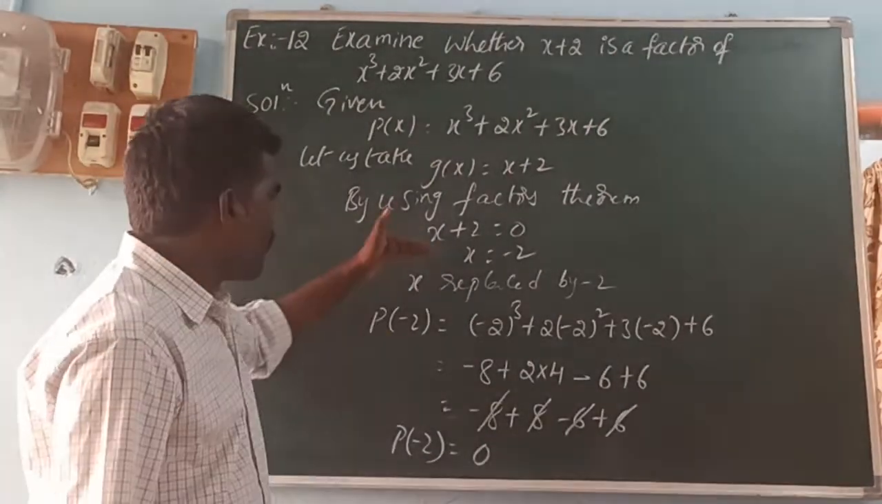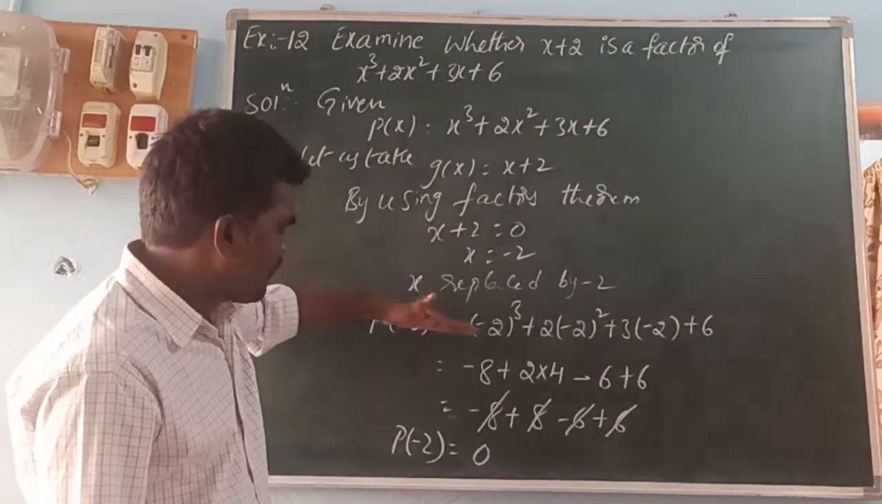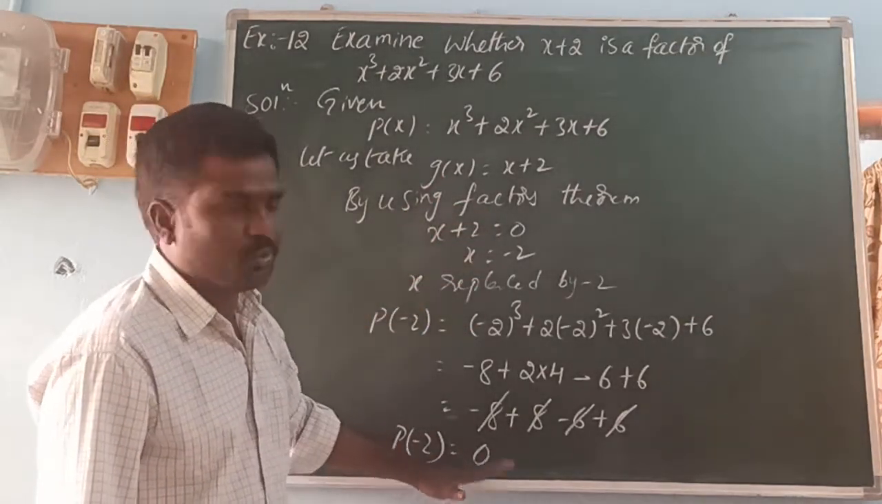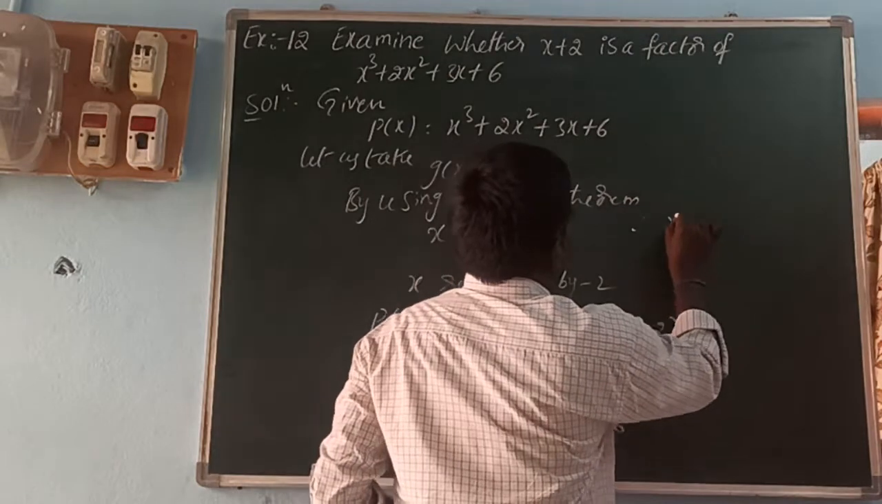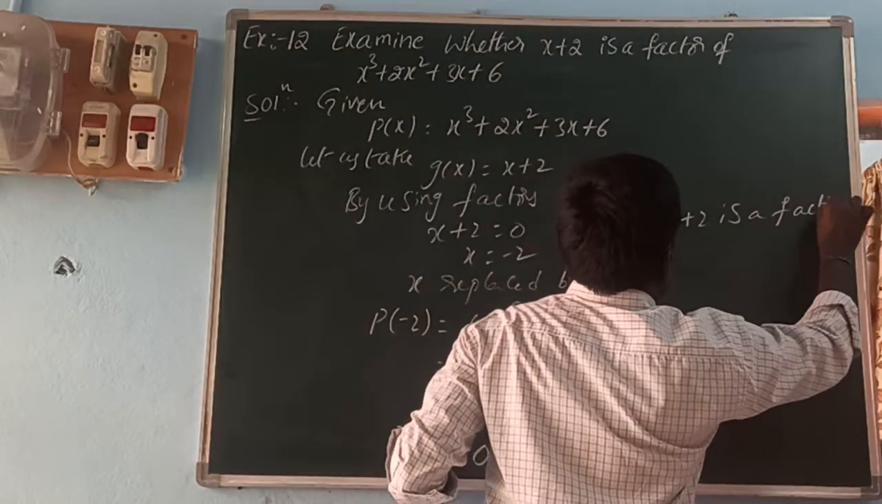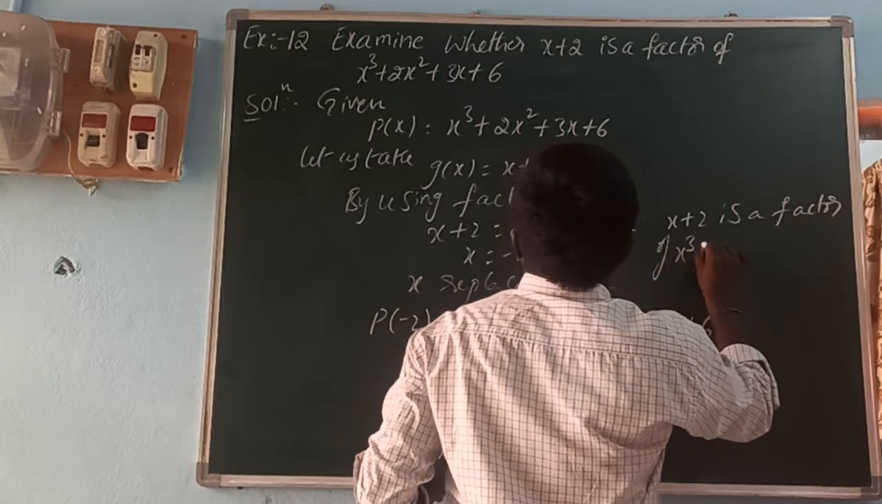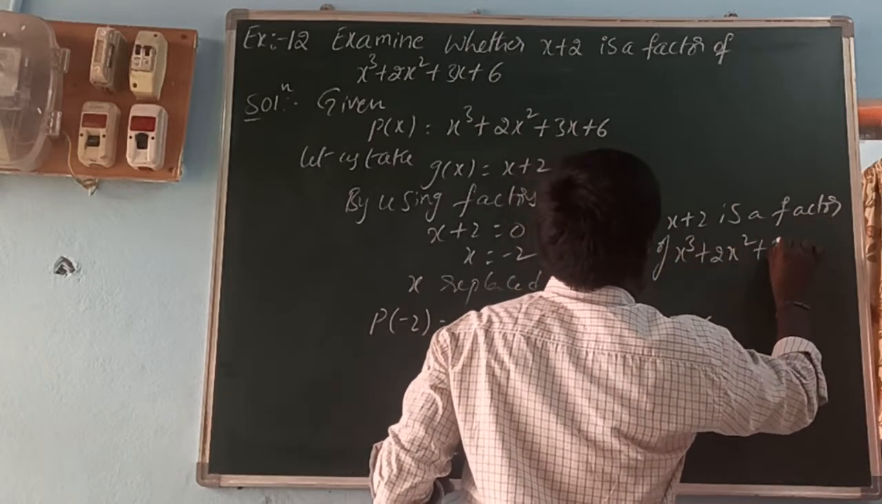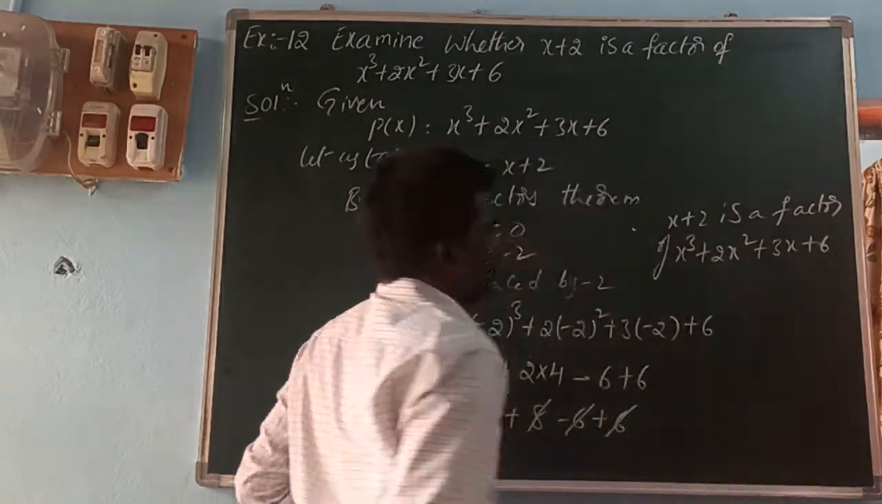So that means when the zero of x plus 2 is substituted in the given polynomial, the remainder is 0. Therefore x plus 2 is a factor of x cube plus 2x square plus 3x plus 6.